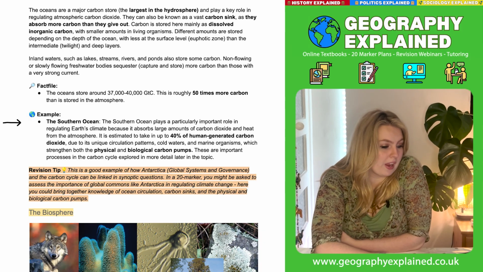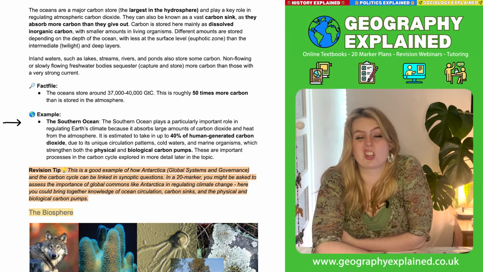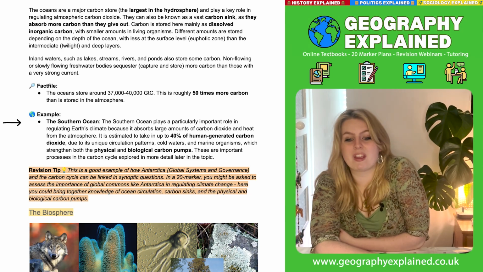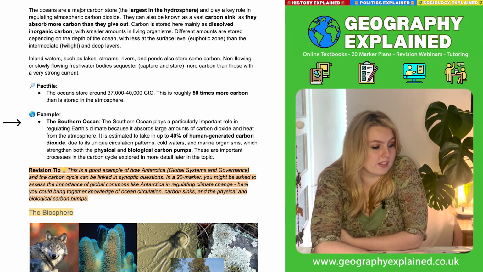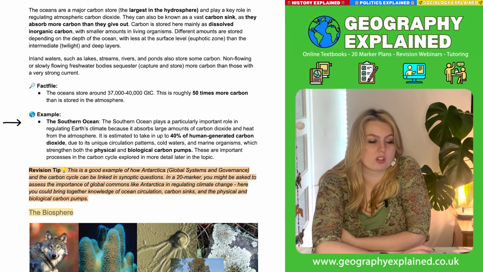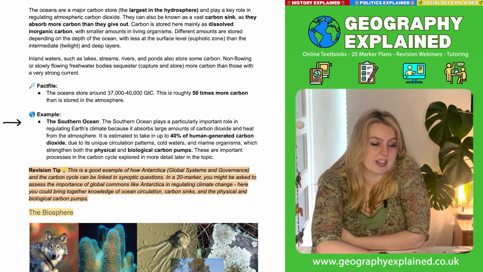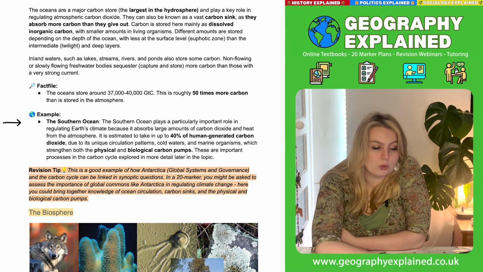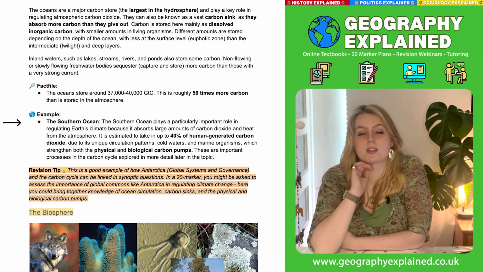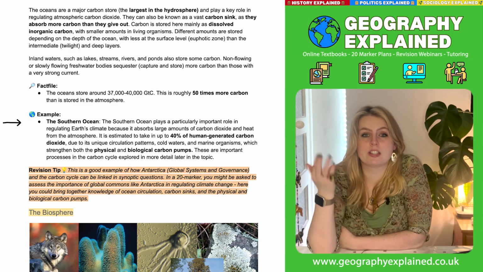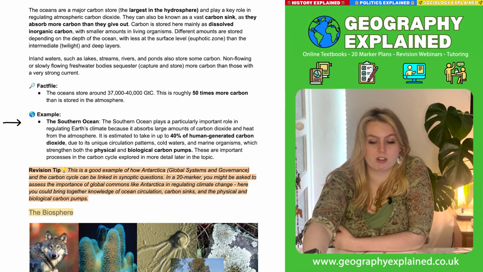So a good example here would be talking about the Southern Ocean. It's really, really important, even in relation to other oceans, because it really absorbs such a huge amount of carbon dioxide relatively. It's estimated to take in up to 40% of human generated carbon dioxide from the world. And that's basically due to very unique circulation patterns, cold waters and marine organisms.